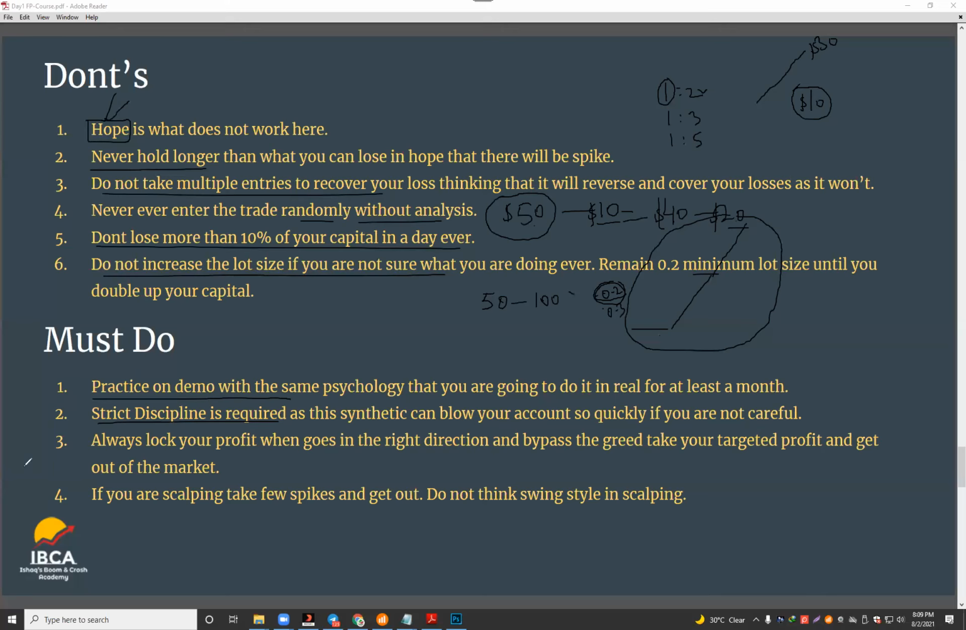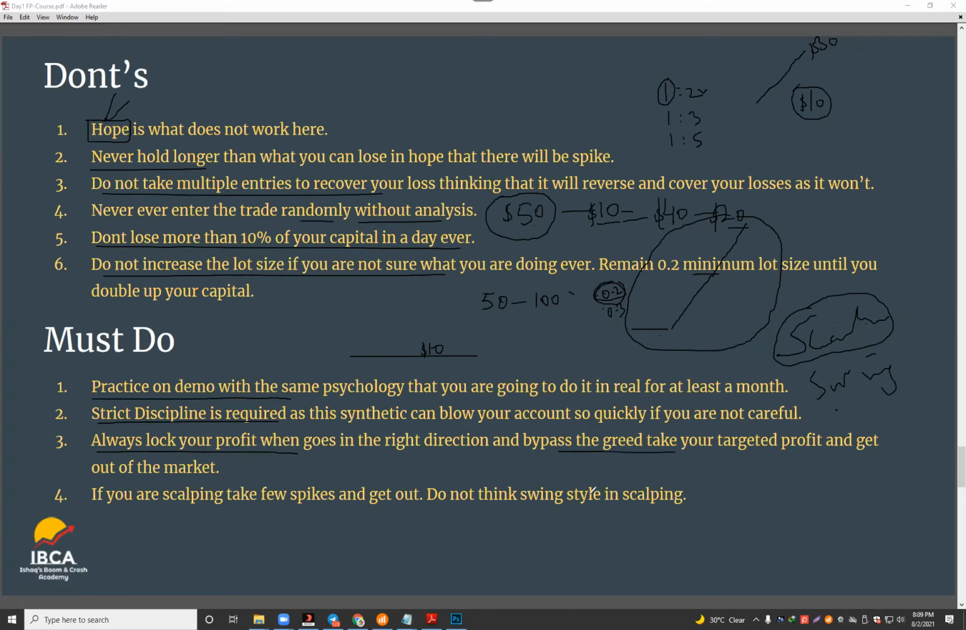Point number 3: always lock your profit. Identify yourself: are you a scalper or a swing trader? If you are a swing trader, your amount must be more than $1,000. If you are a scalper with a small amount, you can trade, but expect small profits and lock your profit. How do you lock? Just add the TP. When the price reaches $10, the trade will automatically close. Greed is not required here, right?